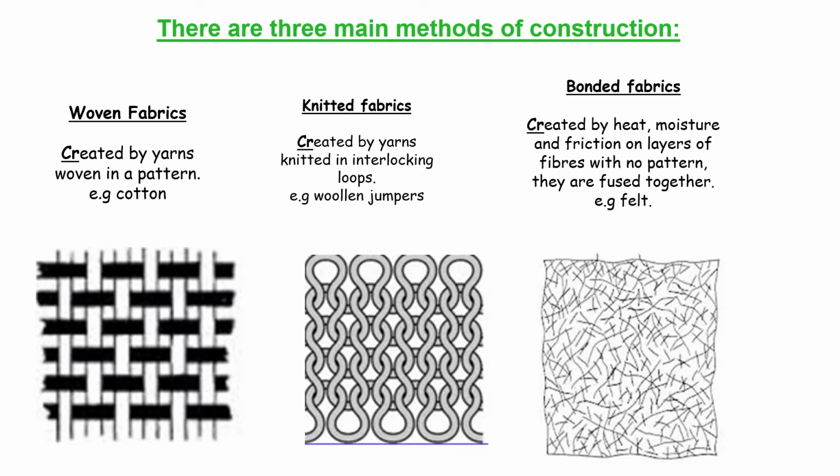Knitted fabrics are created by yarns that are knitted into interlocking loops, for example, woolen jumpers. Bonded fabrics are created by heat, moisture or friction, or can be glued together in layers. The fibres have no pattern and they are fused together to make a fabric.